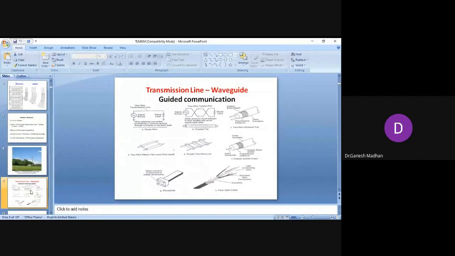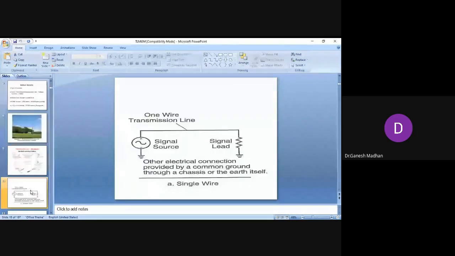So coming to the next slide, one-wire transmission line. You have a signal source, you have a signal lead, and then a load. The other electrical connection is provided by a common ground.